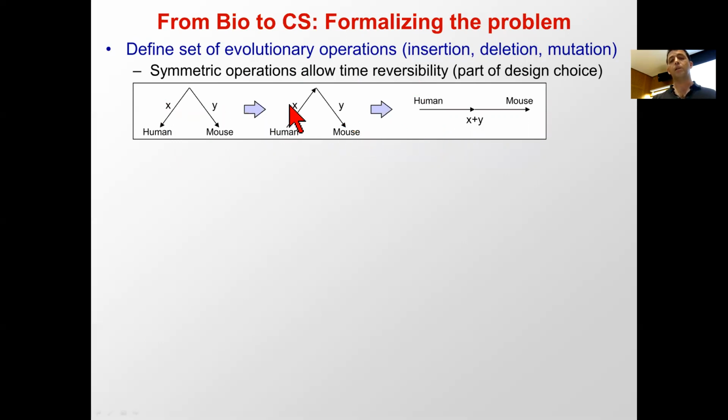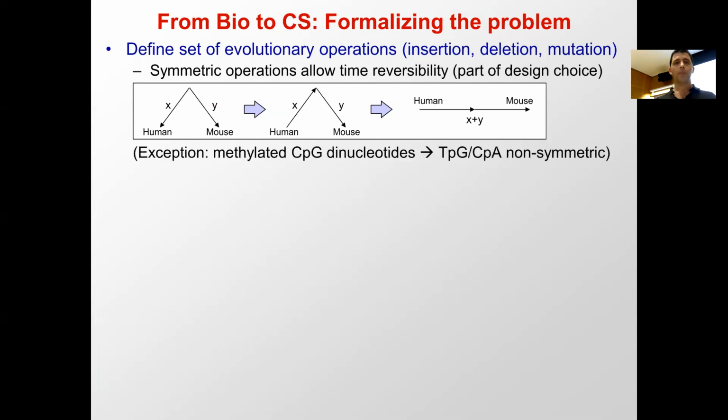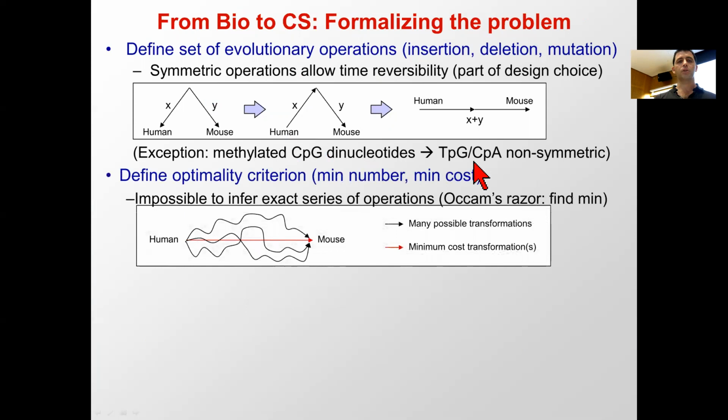So basically, time reversibility allows us to say, well, if there's X distance here in that direction, and Y distance here in that direction, we're just going to put X plus Y and then think of it as if it was forward evolution. Everybody with me so far? Great. There's some exceptions, but we're not going to worry about them. So for example, CpG dinucleotides are very often deaminated, leading to a C turning into a T, and this is typically non-symmetric. The frequency of that is not symmetric.